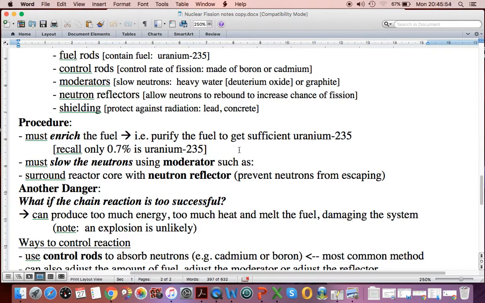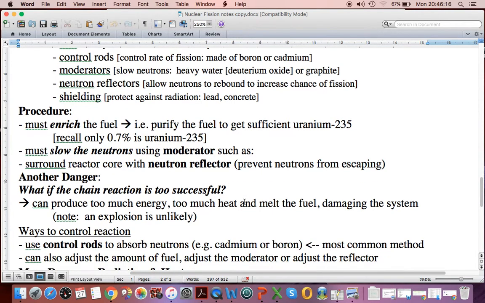Most is going to be uranium-238. So only about 0.7% is uranium-235. So if you have 1,000 atoms of uranium, only about 7 would be the fuel we want. So we have to enrich it to get a higher percentage of uranium-235. We're going to slow those neutrons. We've talked about the reflector.